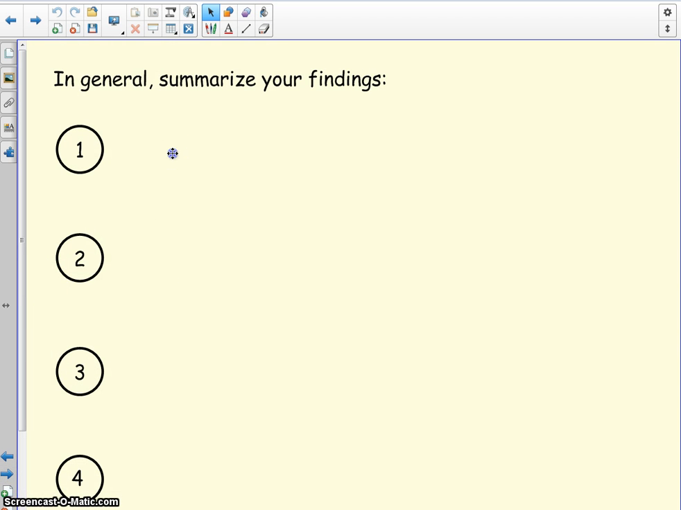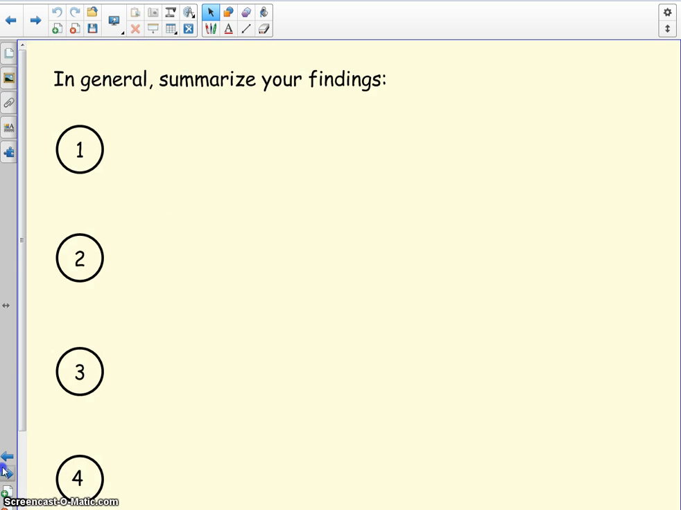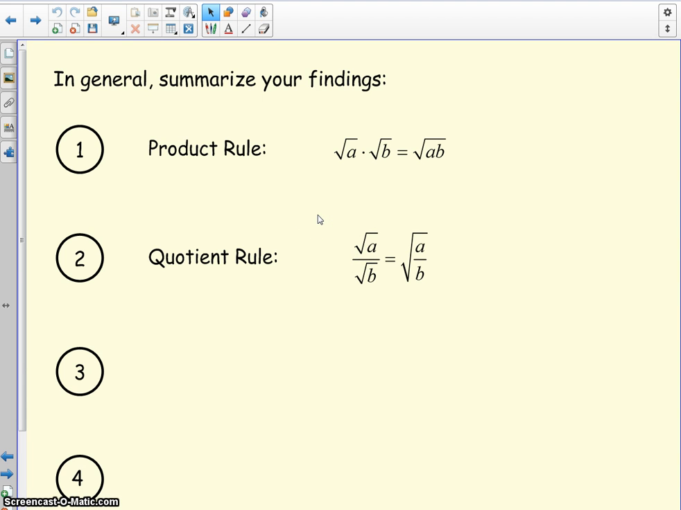So first thing you might see is that we have the product rule, which means if you take two square roots and multiply them together, what's under the root multiplies together to give you one gigantic root. So you might see that in an example over here when you have root 5 times root 3 gives you root 15. 5 times 3 is 15. Okay, so that's the product rule right there. Similarly, we have a quotient rule, which tells us that if we're doing division of two square roots, we can combine that division under one giant root.